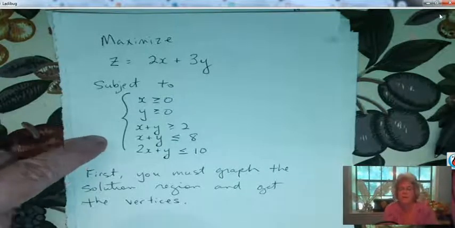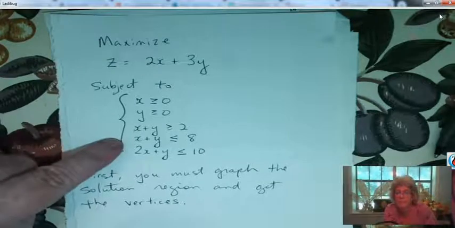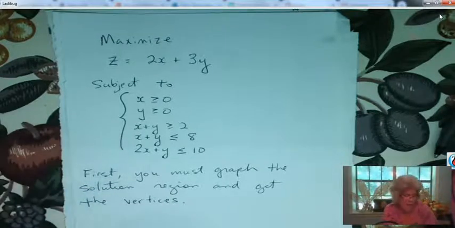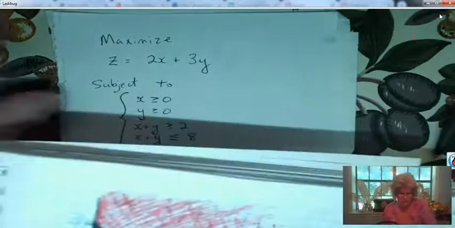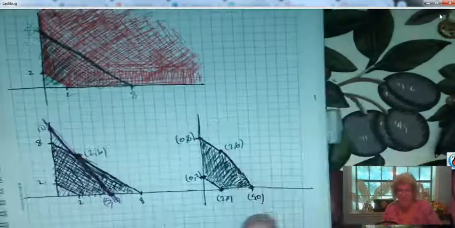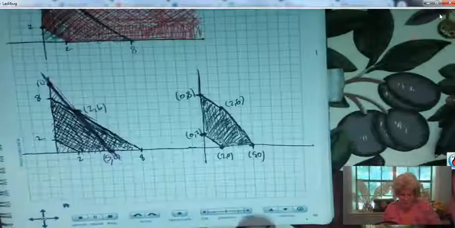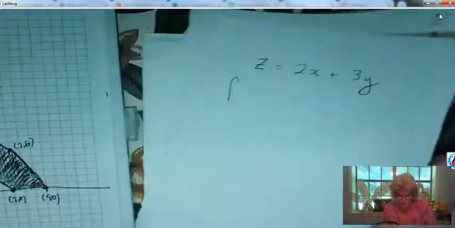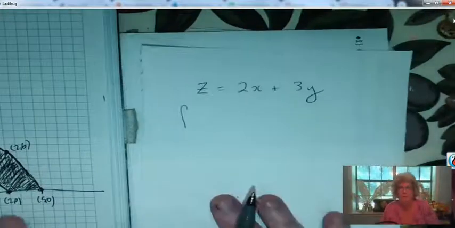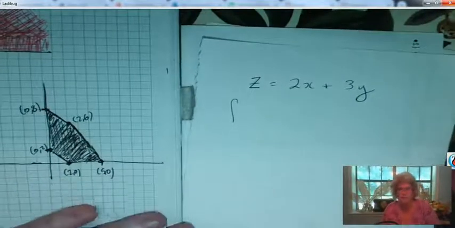Well, the first thing you would have to do is to graph this solution. We already did that in a previous video, and that was our solution. And we have to get the vertices, okay? So we've got the vertices. And we want to maximize this. Let's see if I can get it in the same frame.